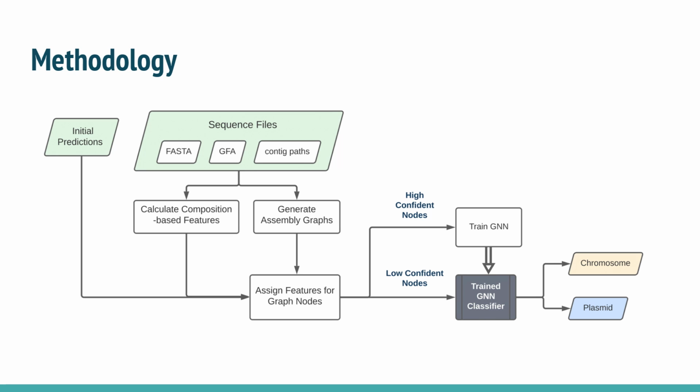The next step is to calculate composition-based features for each assembly graph node. MetaGraph uses k-mer counts as the composition-based feature.